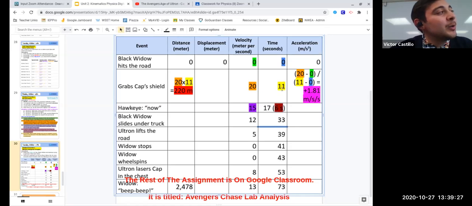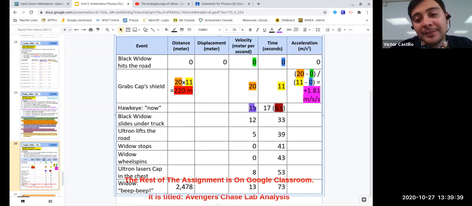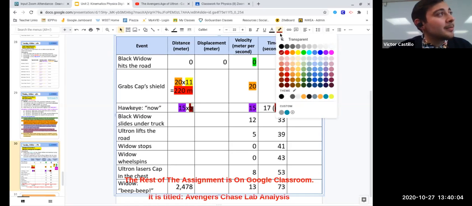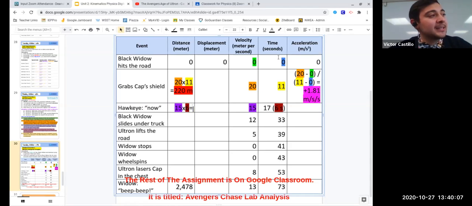Okay? So between Black Widow grabbing Captain America's shield at 11 seconds and 17 seconds when Hawkeye says now, we know that Black Widow was traveling 15 meters per second. Right? And she did this in how many seconds? She did this in 6 seconds. Okay. So what's 15 times 6?